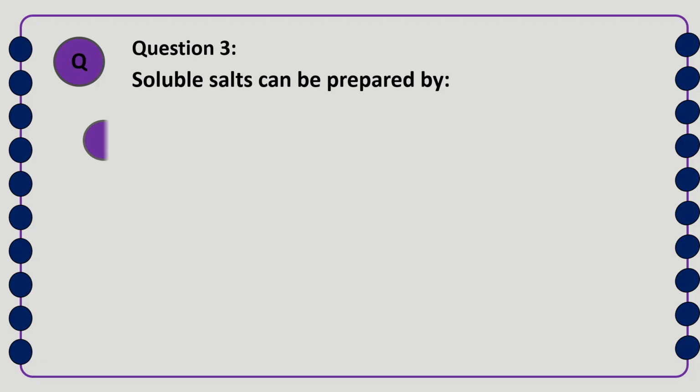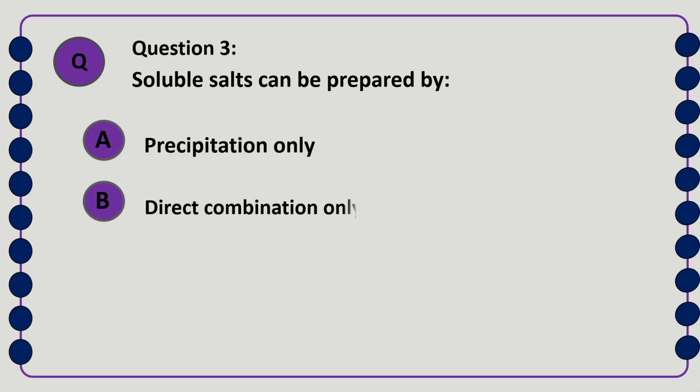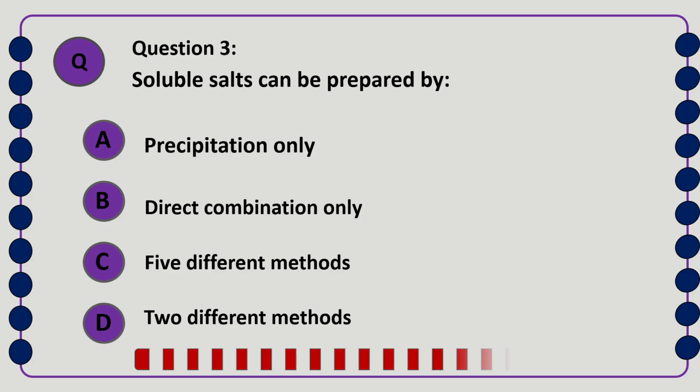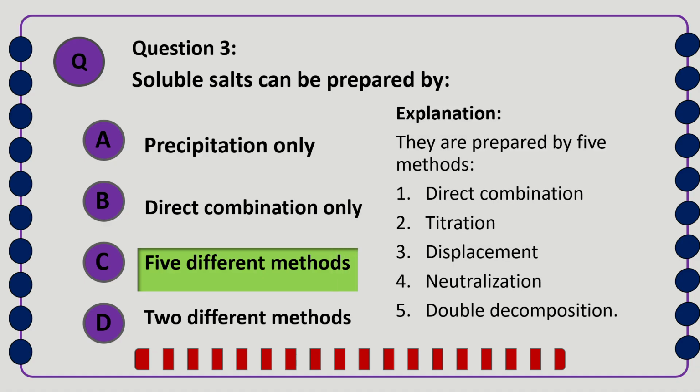Soluble salts can be prepared by precipitation only, direct combination only, 5 different methods, 2 different methods. To know this answer, you should know the chapter thoroughly. The option is 5 different methods. Let's know which are these 5 different methods.